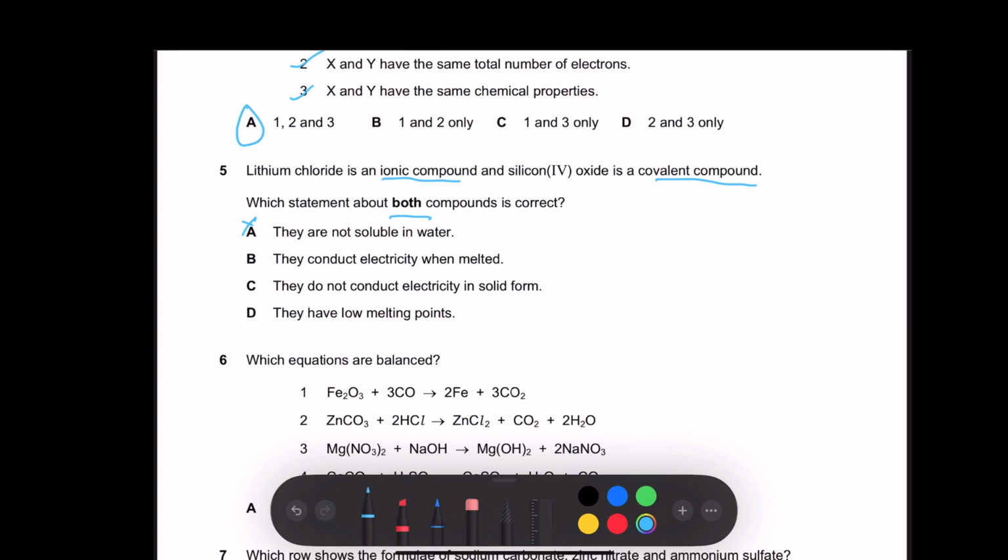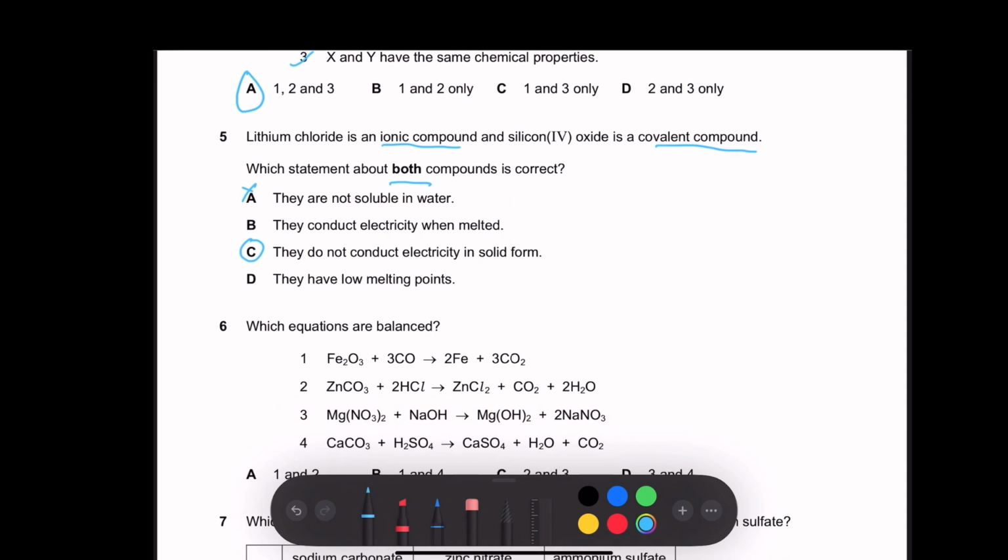They conduct electricity when melted. A covalent compound is still not going to conduct electricity. They do not conduct electricity in solid form. This is correct because an ionic compound either has to be in aqueous form or molten form to conduct electricity, and covalent compounds are not going to conduct electricity in any form. And they have low melting points? No, they have very high melting points. So C is correct.